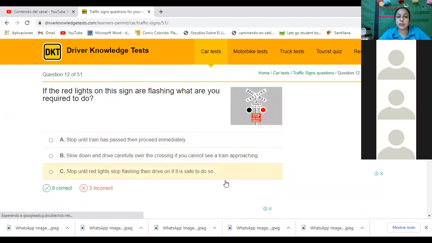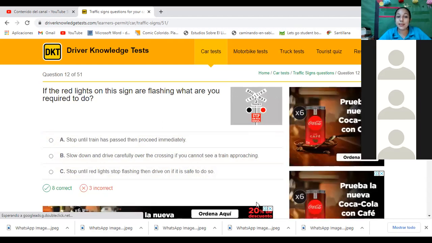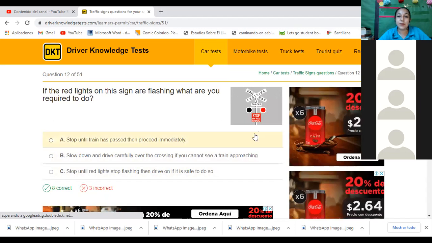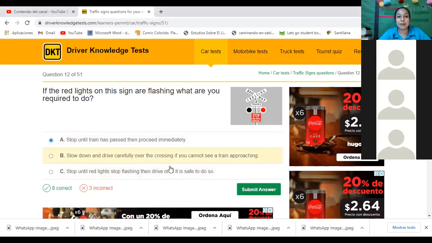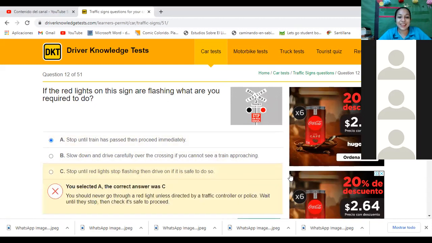Okay, this one. What is that? A, stop until train has passed. B, slow down and drive carefully. C, stop until red lights stop flashing, then drive. Okay, what do you think? C. Okay, so you say A or C. Okay, A, maybe. Okay, so let's see. Ah, yeah, this one is C, Aaron. I'm sorry.